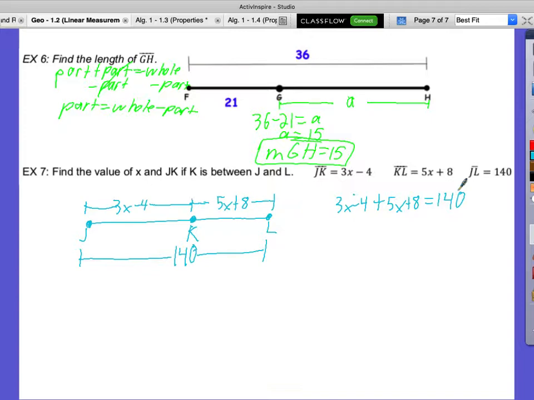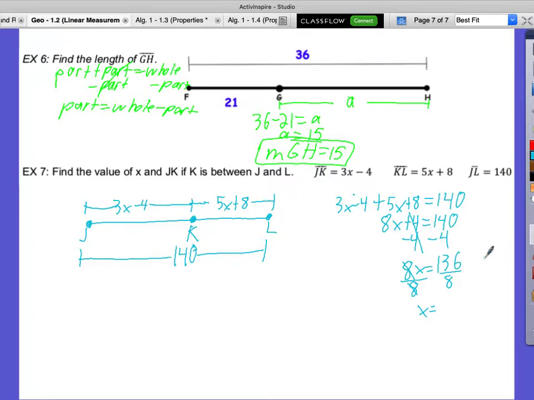Okay. Let's work on solving this one together. What would be our first step? Combine like terms. So what would I combine? 3x and 5x become 8x, and then what else can I combine? Negative 4 and 8 become 4. So 8x plus 4 equals 140. How would I get x by itself? What would I do first? Subtract 4 from both sides. 4 minus 4 is 0. 8x is now equal to 136. How do I get x by itself now? Divide by 8, okay?